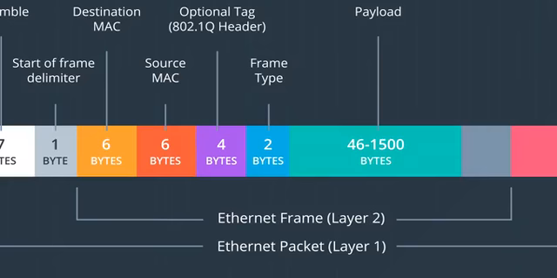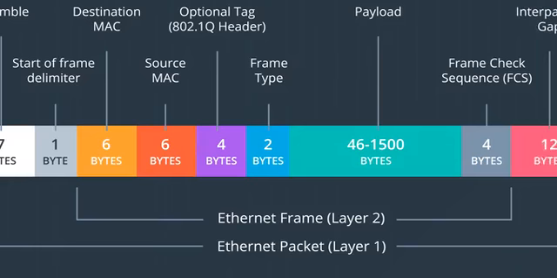The last component of the Ethernet frame is the frame check sequence, which is used to check on transmission if the contents of the frame have arrived error-free. Beyond the Ethernet frame, the layer 1 Ethernet packet has an additional component called the inter-packet gap. The inter-packet gap provides idle time that is required by the physical layer between transmissions.